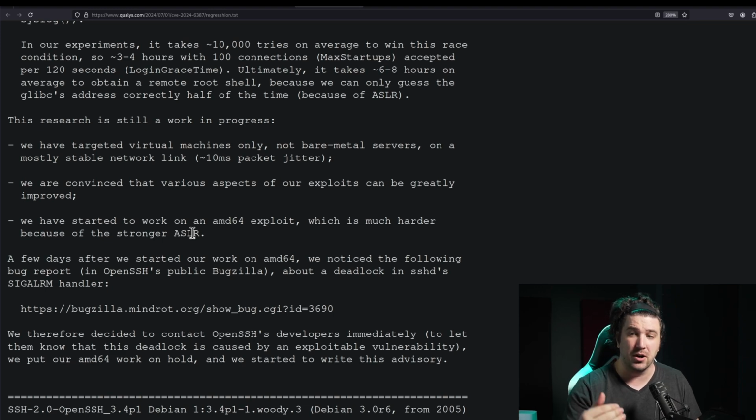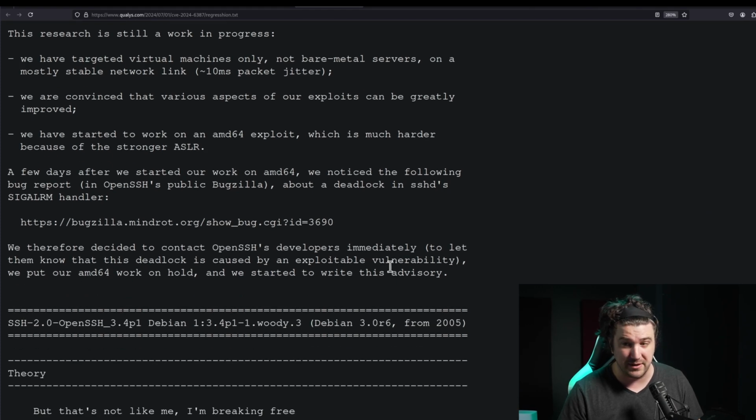All of these are the older 32-bit i686s. So they said after a few days, we started work on AMD64. We noticed the following bug report in OpenSSH Bugzilla about a deadlock in sshd's SIGALRM handler. We therefore decided to contact OpenSSH developers immediately to let them know that this deadlock is caused by an exploitable vulnerability. We put our AMD64 work on hold and we started to write this advisory.